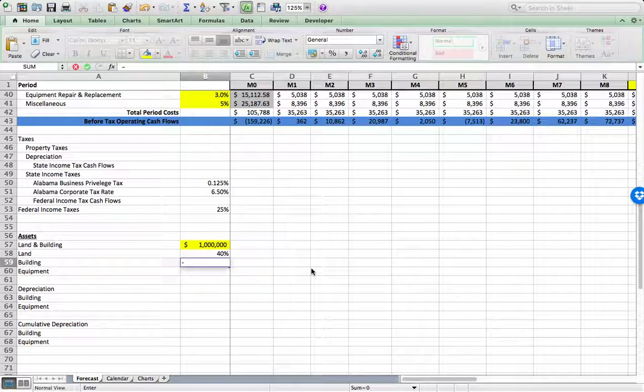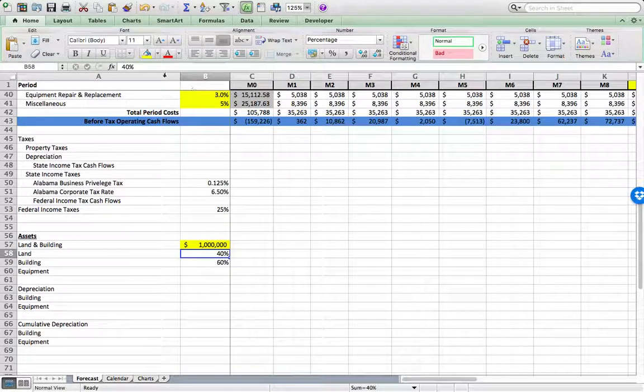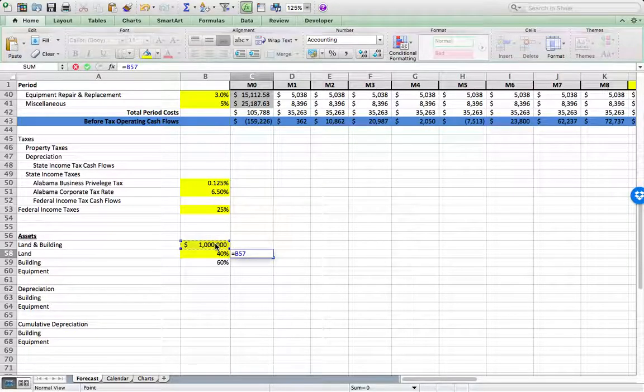All right, so we assumed 40, and this will just be 1 minus whatever we assumed up there. So again, keeping up with our mantra that we want to have as much of this be formula driven as possible, and not just stick numbers in wherever we feel like. And so since we know we've assumed $1 million and that 40% of it is land, we can just do this.